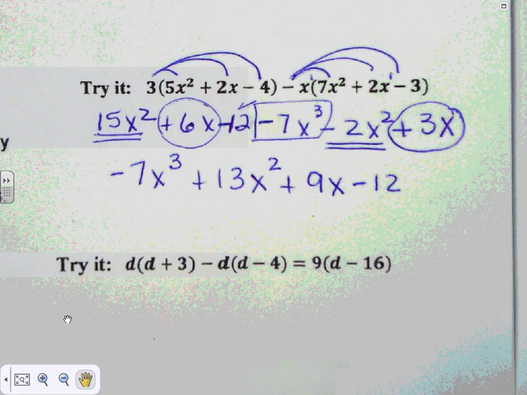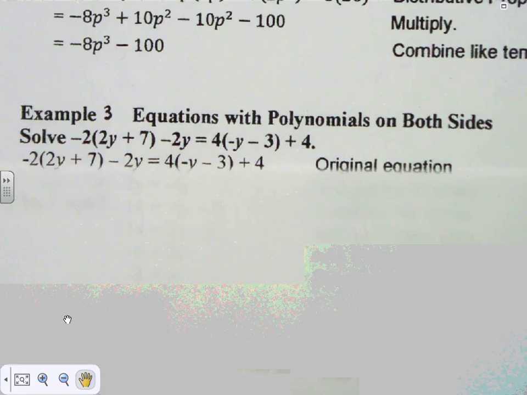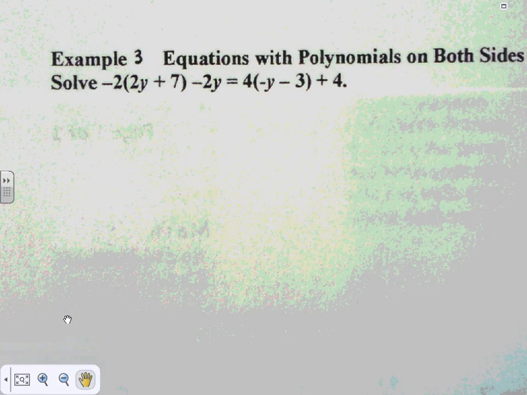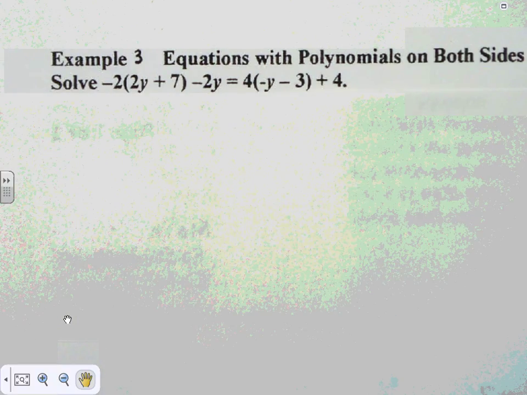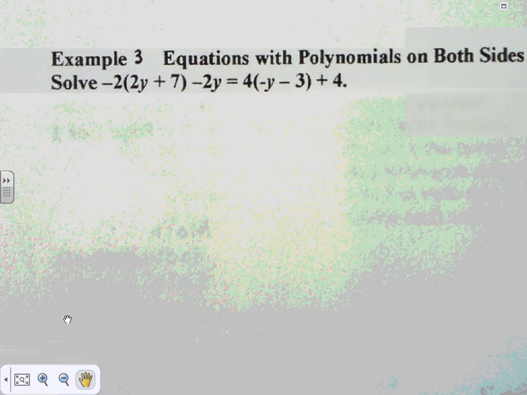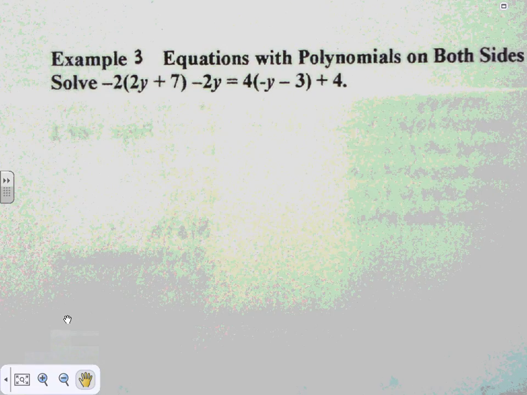Alright. Any questions on that one? Alright. Let's look at this third example. Not to try it, but the example. Alright. How is this different? It's got an equal sign. That means you got to wind up with a real deal answer, like y equals something. So we're going to have to work both sides, combine like terms, and try to get the variable by itself in the end. So we're going to work it like we would before.